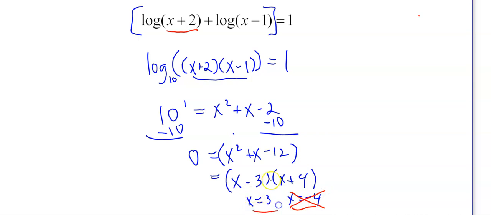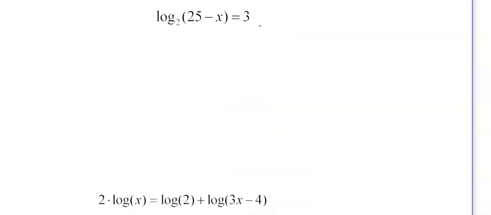Let's try 3. 3 plus 2 is 5. That works. 3 minus 1 is 2. That works. That looks like a real solution. That one's extraneous. So especially when you get a negative answer, but even every once in a while, a negative answer will work if this is a big enough number inside of there, as long as you plug it back into the original problem and make sure that it forms a positive number.